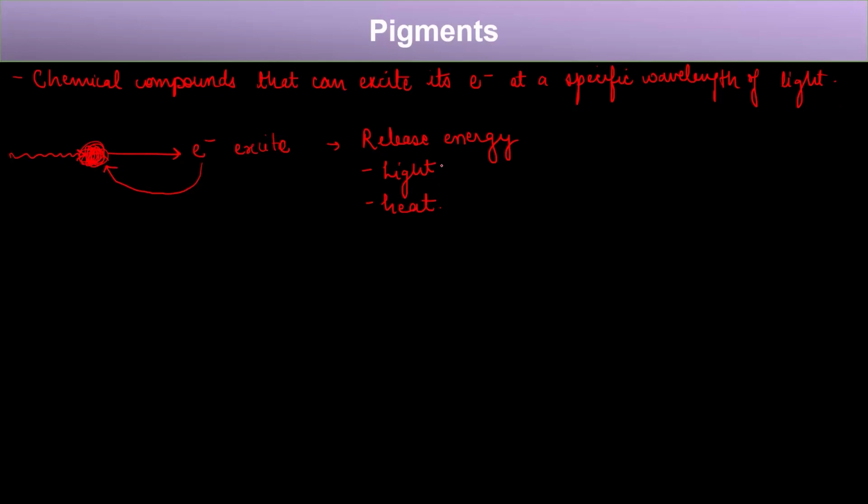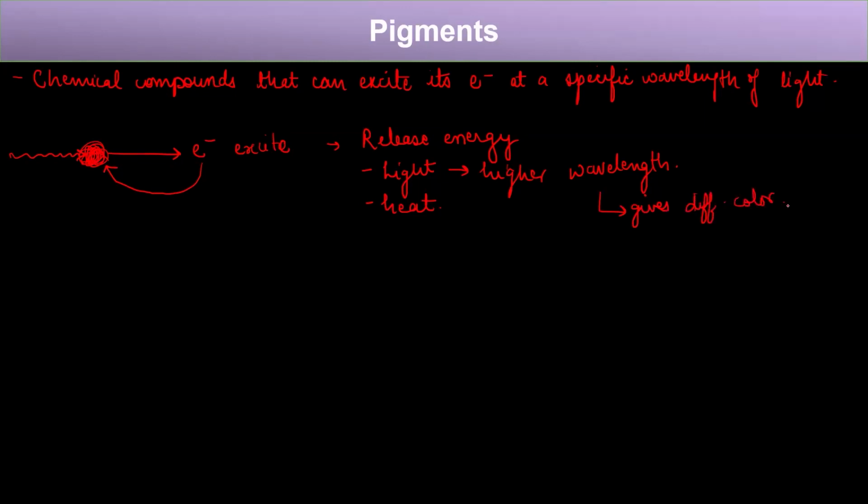The light that it releases will have a higher wavelength. So this is what a pigment is. And this light, because of different wavelengths, gives color, and hence we say that pigments are colored compounds. These are compounds that can excite their electron upon receiving light of a specific wavelength, and after excitation, when they come to the ground state, they release light of a higher wavelength, and this gives different colors.